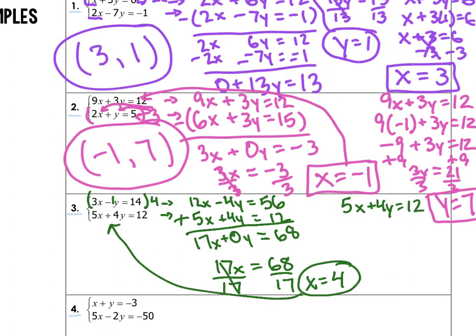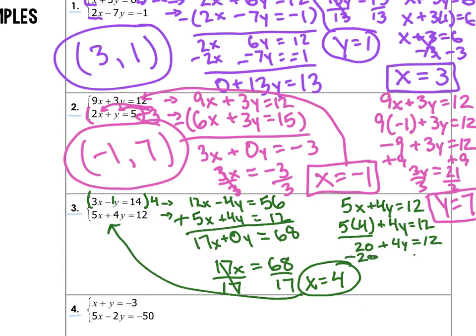But now that we know that x is equal to 4, I can swap out that x up there for a 4. So now it becomes 5 times 4, plus 4y equals 12. I can simplify the multiplication. So 5 times 4 is going to give me 20. I've still got 4y equals 12.